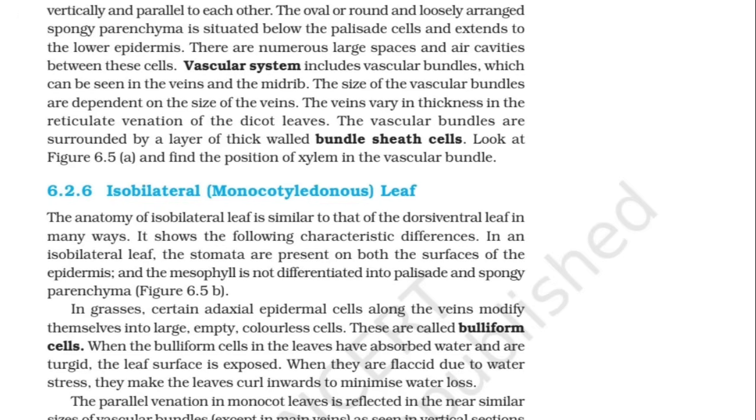Vascular system includes vascular bundles, which can be seen in the veins and the midrib. The size of the vascular bundles is dependent on the size of the veins. The veins vary in thickness in the reticulate venation of the dicot leaves. The vascular bundles are surrounded by a layer of thick-walled bundle sheath cells. Look at Figure 6.5a and find the position of xylem in the vascular bundle.